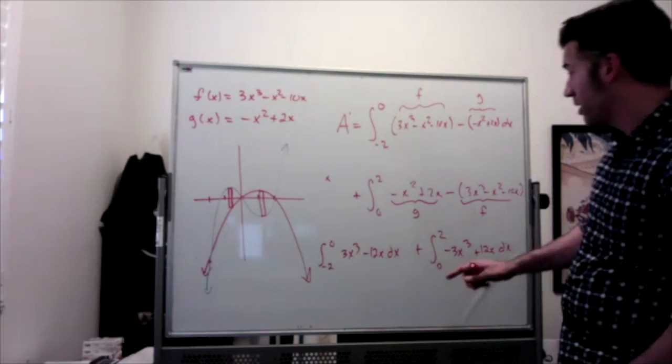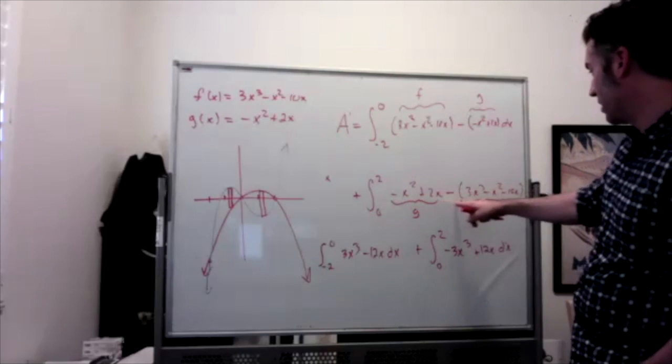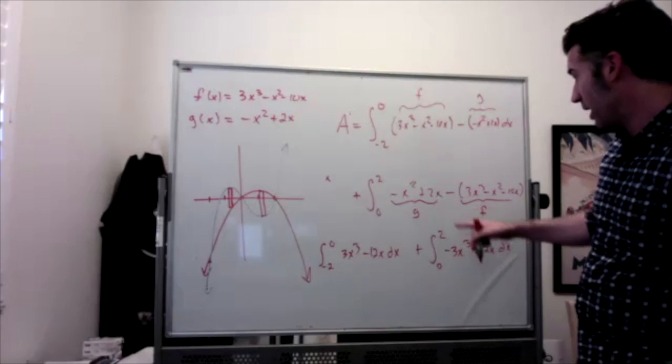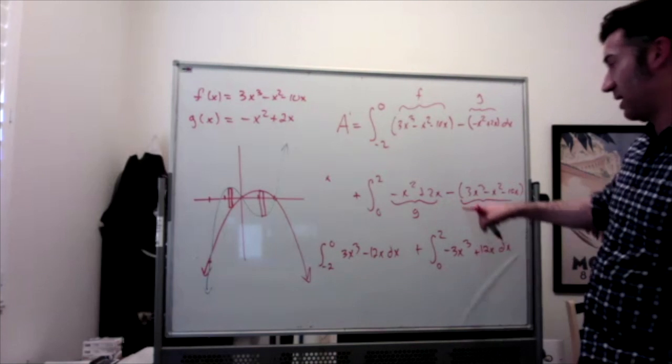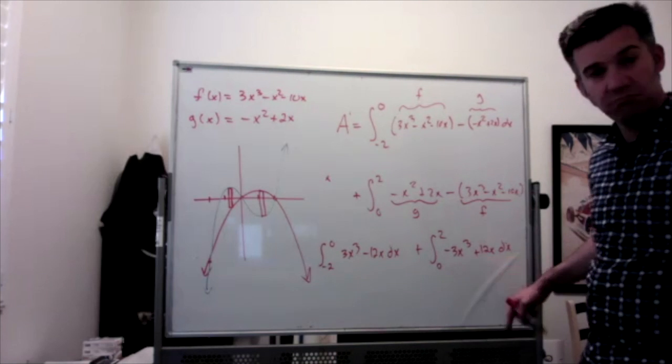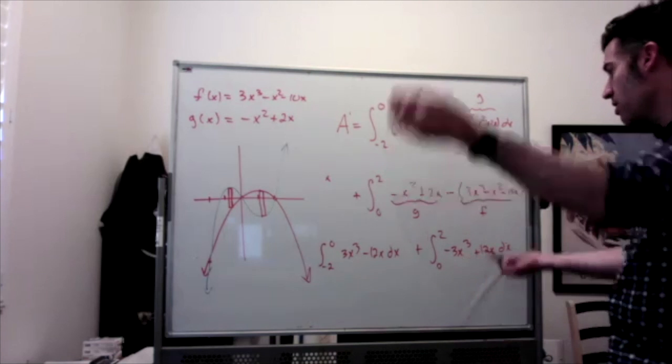We can check, right? I get -x squared minus -x squared, the x squareds cancel. I get 2x minus -10x, that's going to give me a positive 12x. And I get a -3x cubed. Check. So now we integrate.